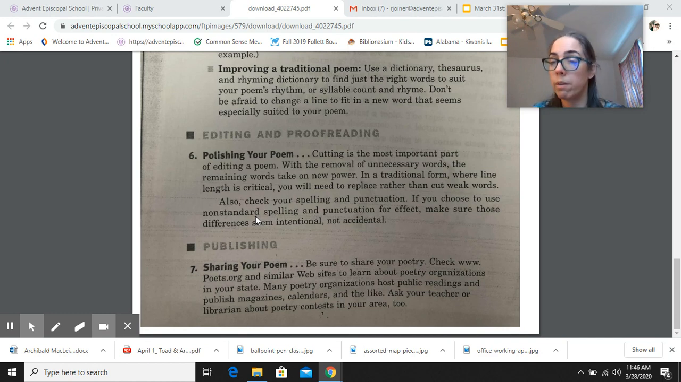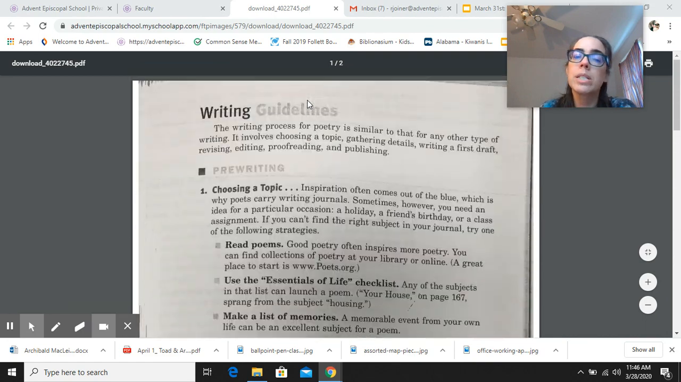And then publishing, that's sharing your poem, which you're going to do with me. Or if you want to, you can enter them into contests and things. But anyway, this is just some ideas. If you get stuck and you're like, hey, what should I do? It's just there to help.